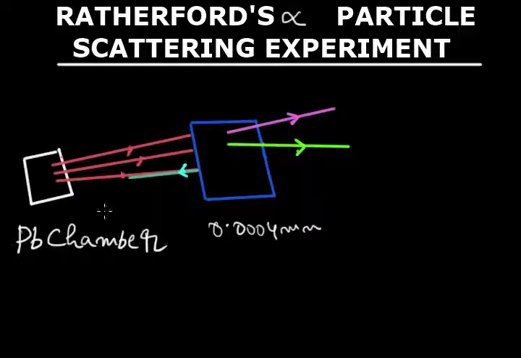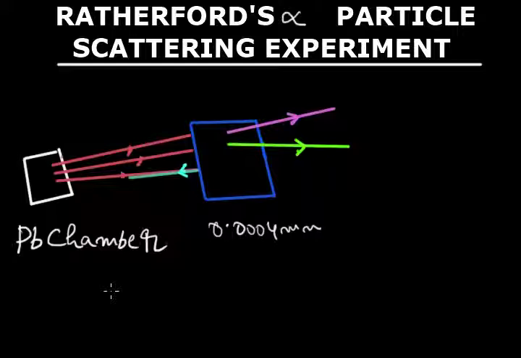Hello friends, today we will discuss Rutherford's famous alpha particle scattering experiment. Now, what Rutherford did is that he took a very thin gold foil of thickness 0.0004 millimeter, and with the help of alpha rays he bombarded this thin gold foil.